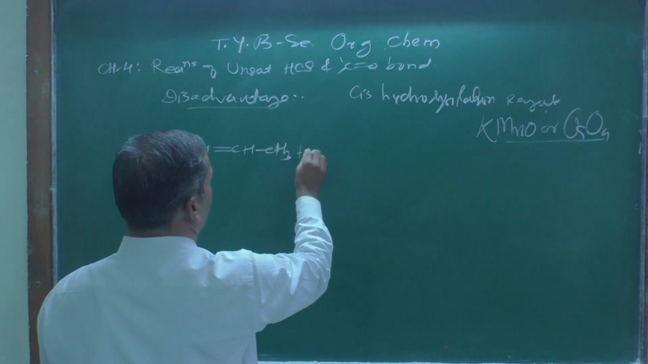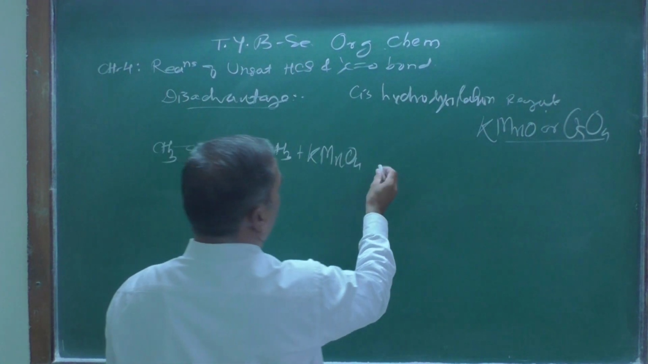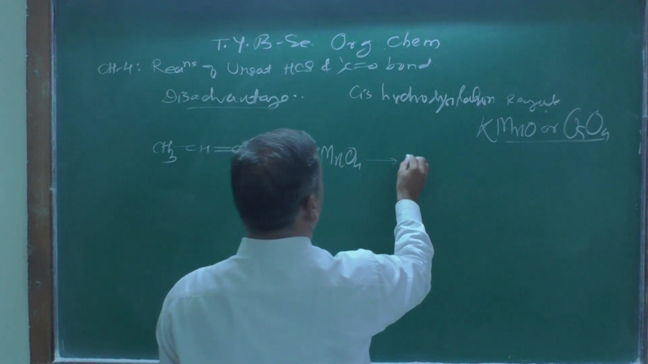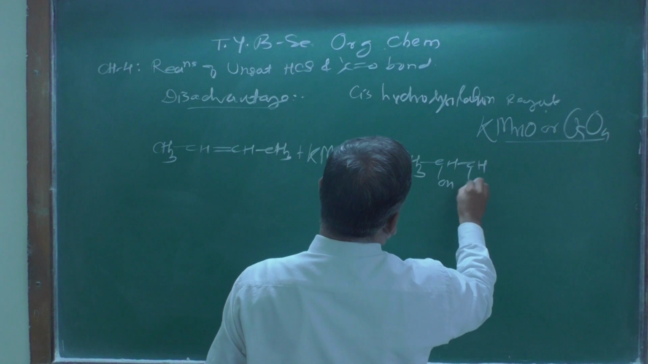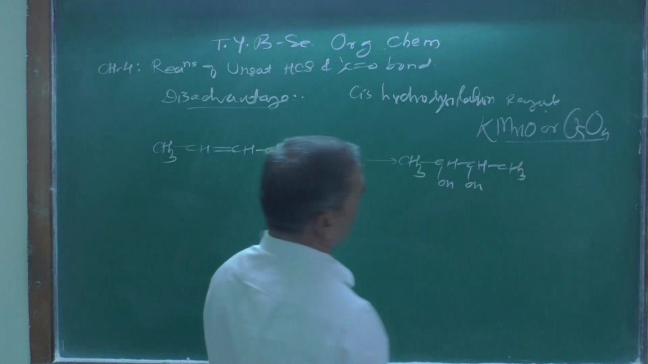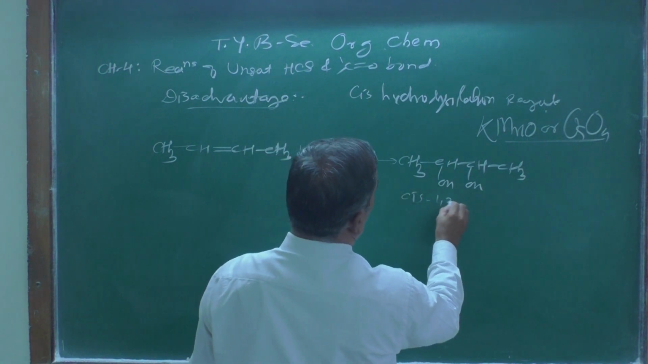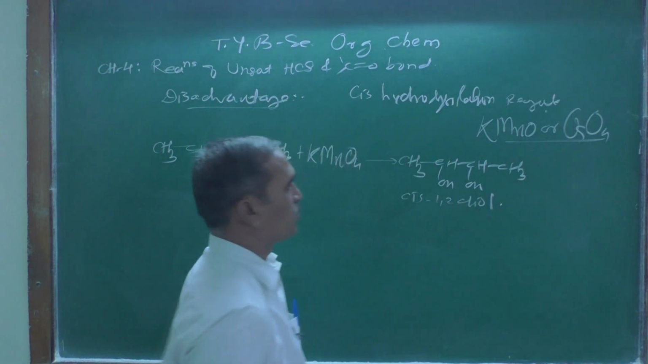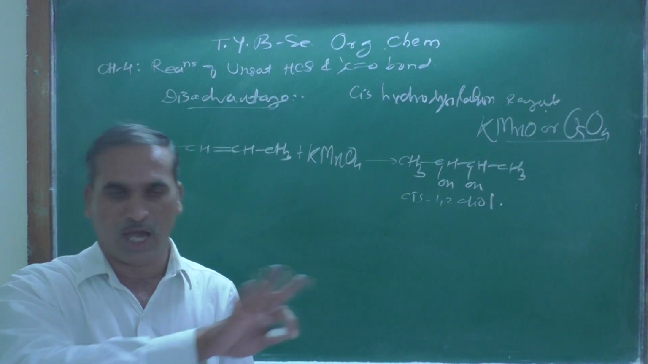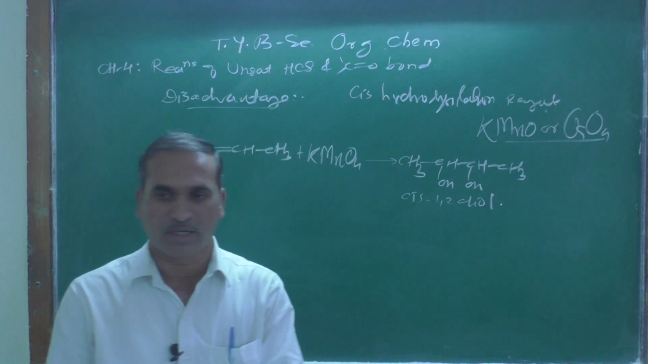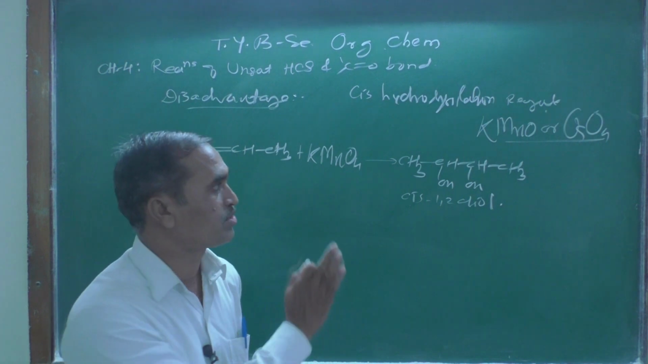Let us see, suppose here is potassium permanganate, KMnO4. The resulting compound is obtained as this one, CH3 CHOH CHOH CH3. This type of compound is called a cis 1,2-diol, or we can call it cis butane-2,3-diol. That is it. But it is very difficult to stop the reaction at this stage.